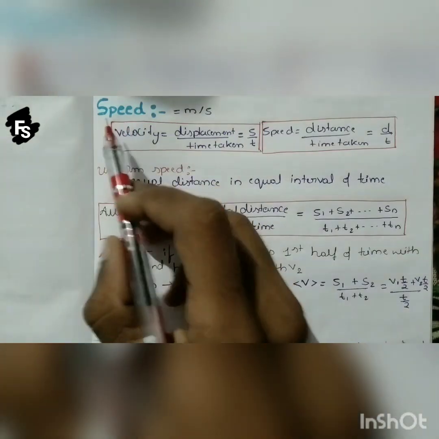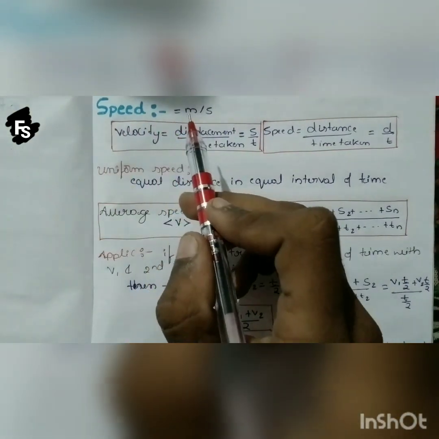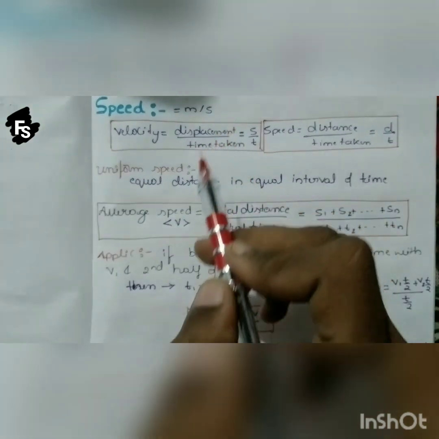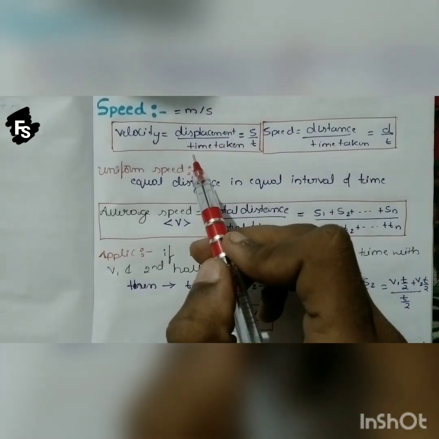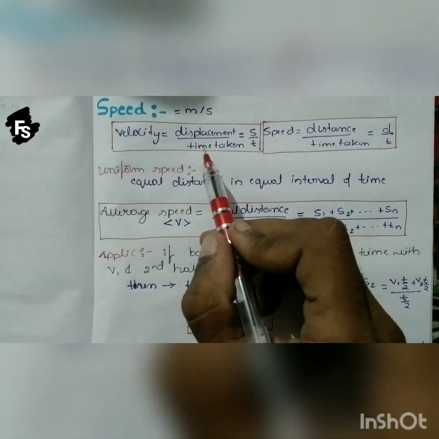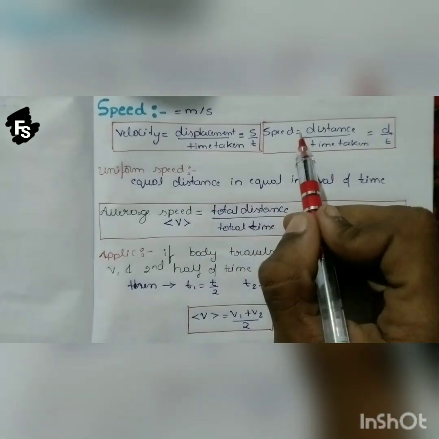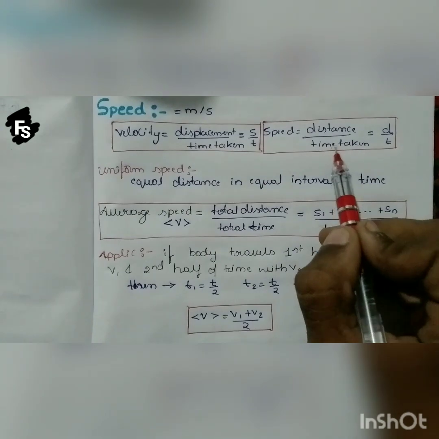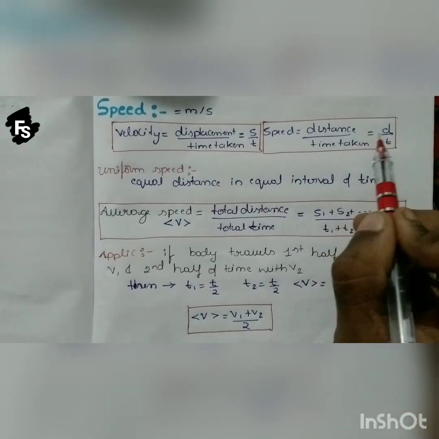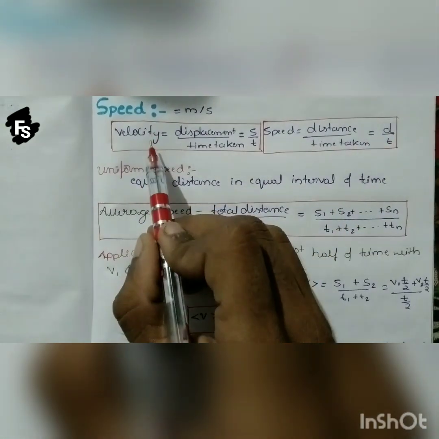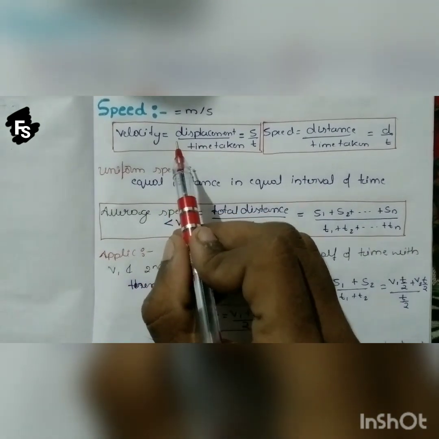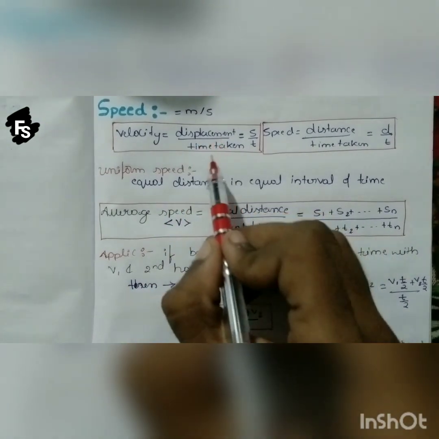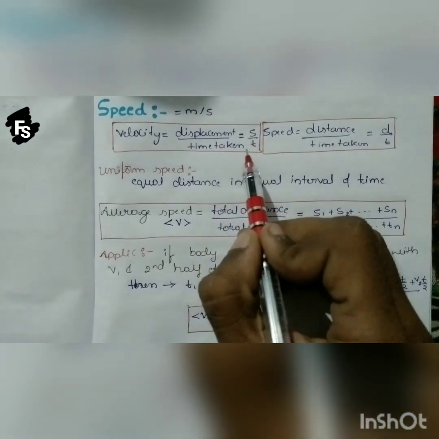Let's come to speed. What is speed? Speed is the ratio of distance covered to time taken. The speed can be calculated by the formula distance by time taken, which is equal to d by t. What is velocity? Velocity means the ratio of displacement to the time taken, means s by t.